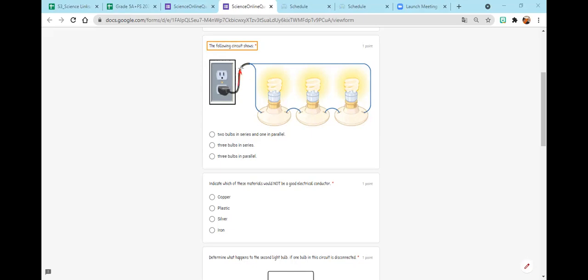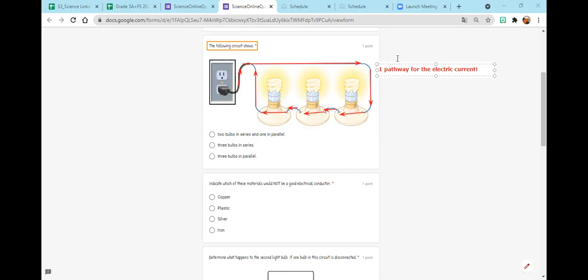So the electric current leaves the source of electricity. It passes through the first light bulb and then the second light bulb, back to the source of electricity. How many loops are there? How many pathways for the electric current? One pathway for the electric current to flow.